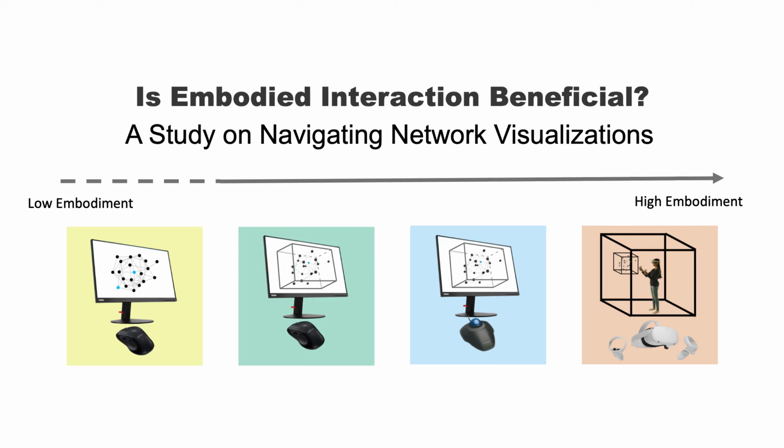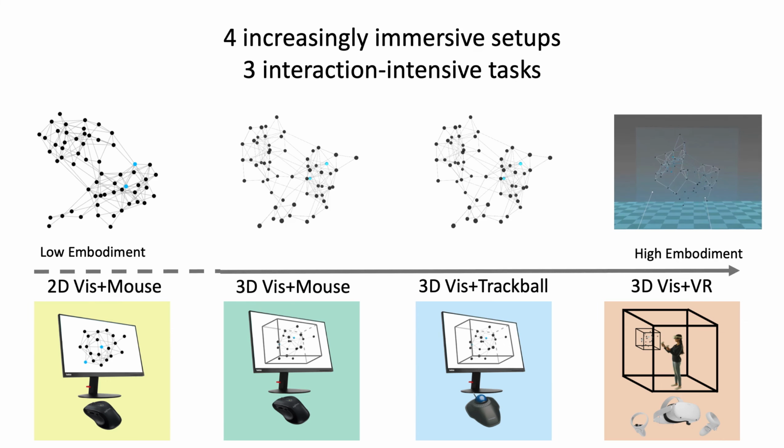We present a study investigating whether more embodied interaction is beneficial for studying network visualizations. We tested 4 increasingly embodied setups with 3 interaction-intensive tasks that required participants to navigate to different parts of the visualization and inspect local details.